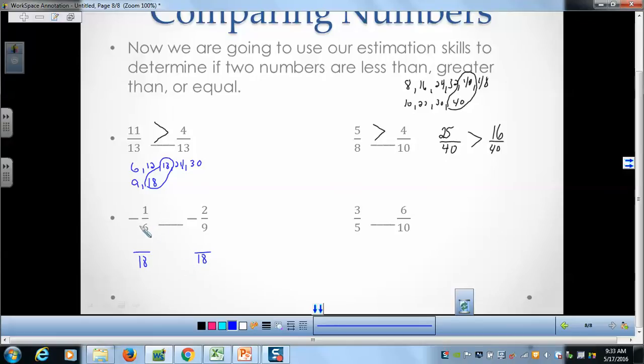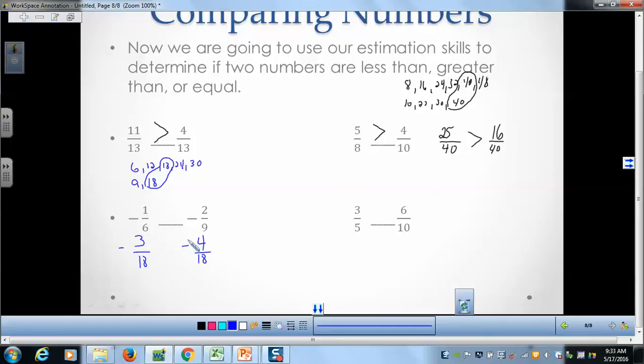Now once again, I have changed the denominator, so I have to change the numerator in the same way. So 6 times 3 is 18. So I need to multiply the numerator by 3. So this gives me -3/18. Now I've changed the denominator from 9 to 18. I multiplied by 2 to do this. So I got to multiply my numerator by 2. So this gives me -4/18.